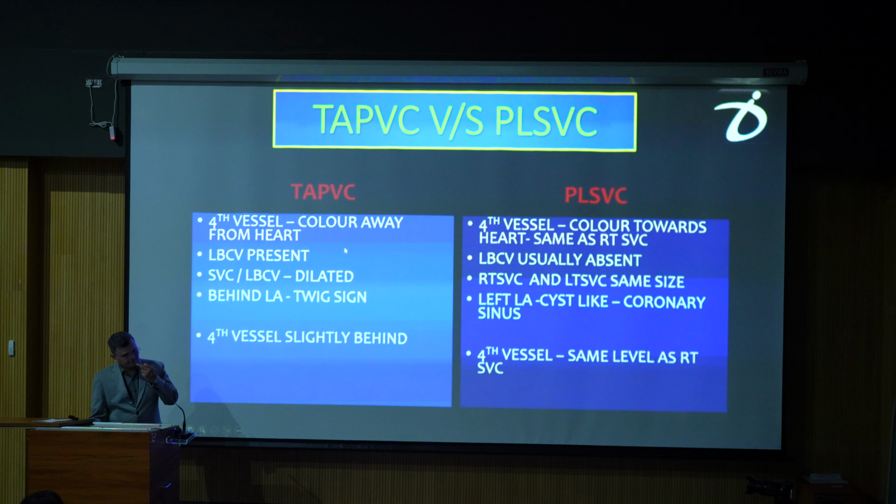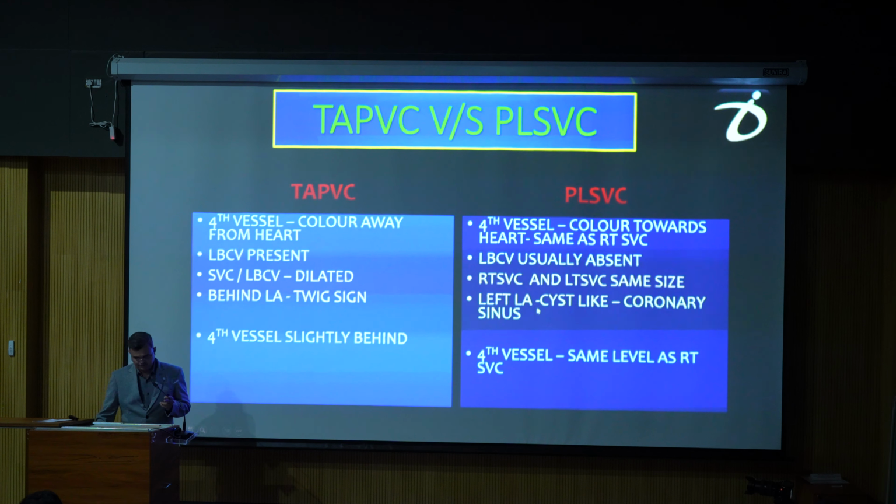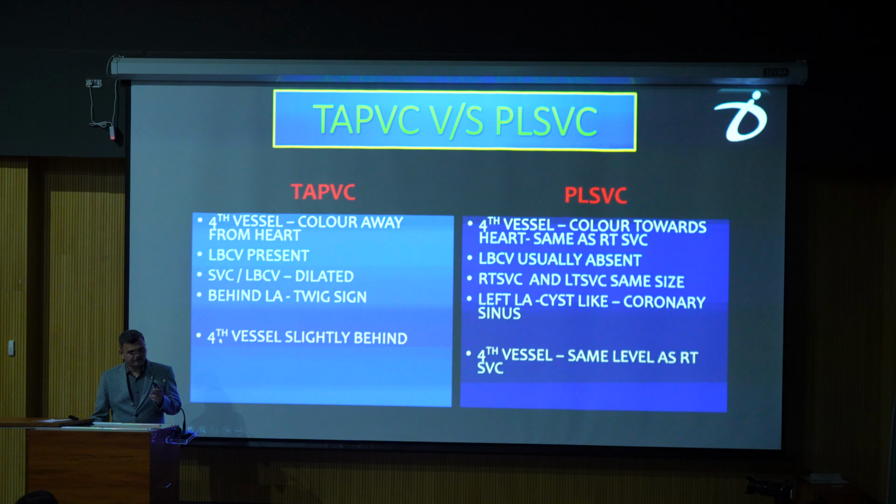How to differentiate between TAPVC and PLSVC? In TAPVC, the fourth vessel's color flow is away from the heart, while in PLSVC it is towards the heart, same as the right superior vena cava. Left brachiocephalic vein is usually absent in PLSVC. In TAPVC the SVC and left brachiocephalic vein are dilated, while in PLSVC the right SVC and left SVC are of the same size. In the area behind the heart we see the tweak sign, but here we see a cyst-like, dilated coronary sinus in relation to the left atrium, and the fourth vessel is slightly behind, while in PLSVC it is at the same level as the right SVC.